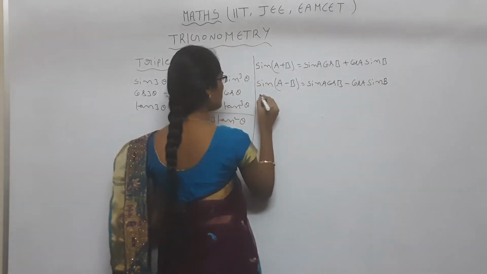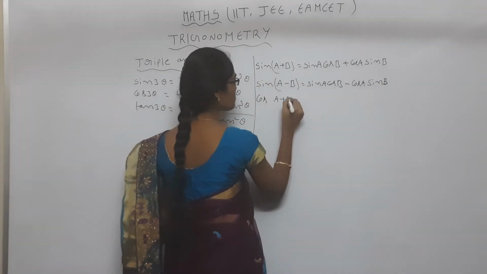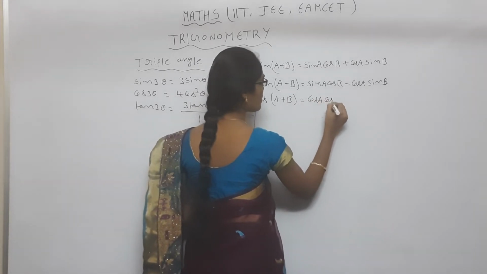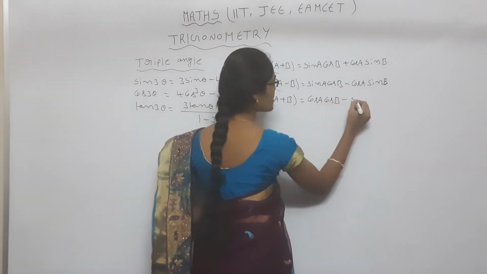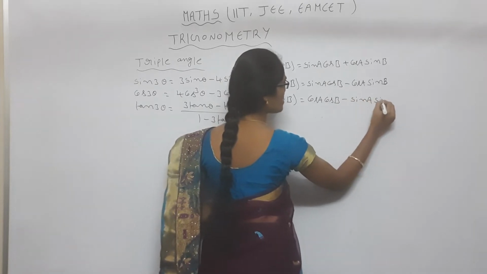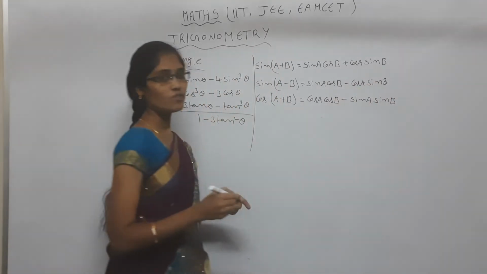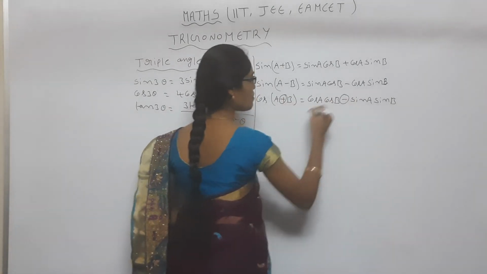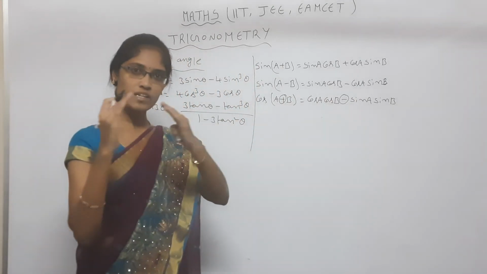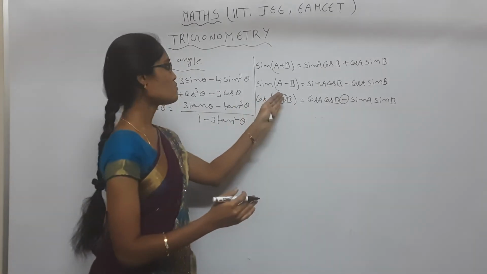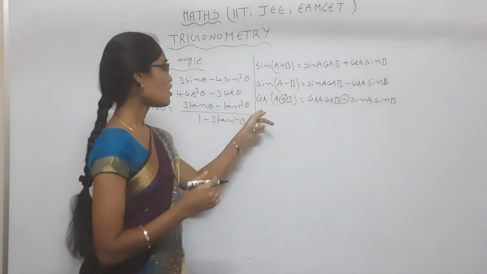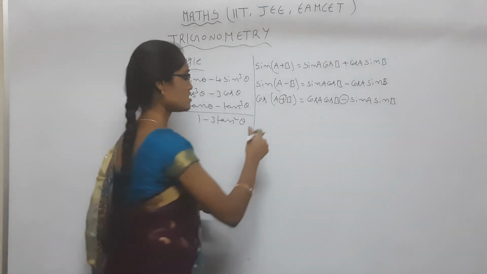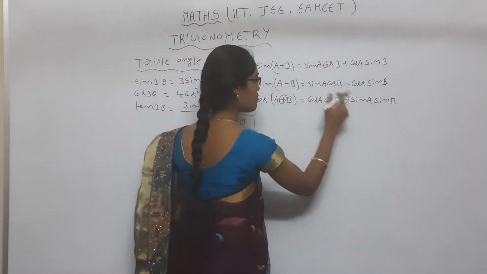Next, cos of A plus B is equal to cos A cos B minus sin A sin B. Observe here carefully. Cos of A plus B is equal to, here plus, here minus. Okay, sin of A plus B, write as it is: sin A cos B plus cos A sin B. But cos of A plus B is equal to cos A cos B minus sin A sin B. You have to take the opposite. See here, sin of A plus, here minus.